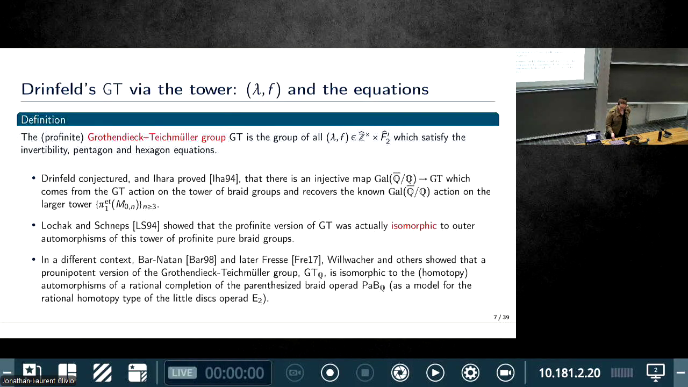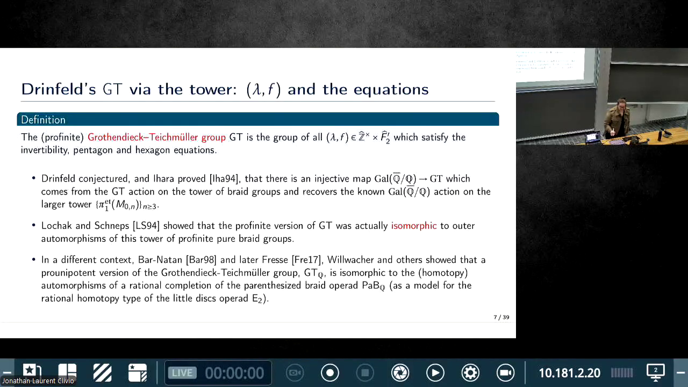And then a bit later, Benoit Fresse, and there's also a graded version of Willwacher, where I forgot the citation, and a few others, showed that this pro-unipotent or rational version of the Grothendieck-Teichmüller group is actually isomorphic to the homotopy automorphisms of a rational completion of the parenthesized braids. Now I'm replacing the pure braid groups with this parenthesized model, more like a fundamental groupoid of the little disk operads. So this was used as a model for the automorphisms of the rational homotopy type of the little disk operad too.